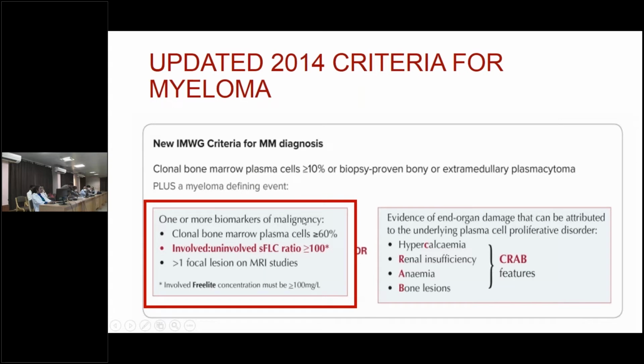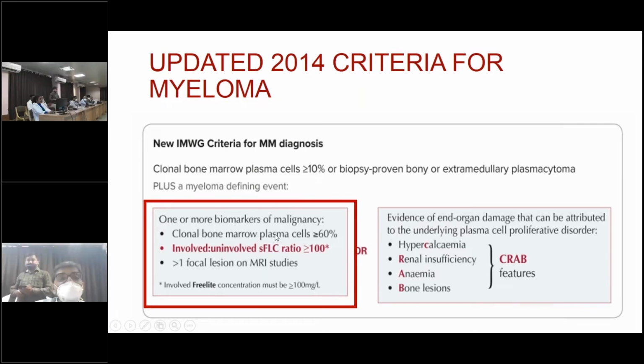But what was new was the introduction of the SLiM criteria. What the researchers found was that even in the subset of patients with smoldering myeloma, which did not meet the criteria of multiple myeloma, these patients had a very high risk of transformation to the disease, and when they transformed, the disease was more severe and more aggressive. So this is the SLiM criteria. S standing for more than 60% clonal marrow cells, Li standing for the light chain involvement ratio of more than 100, and M for the focal lesion on MRI studies.